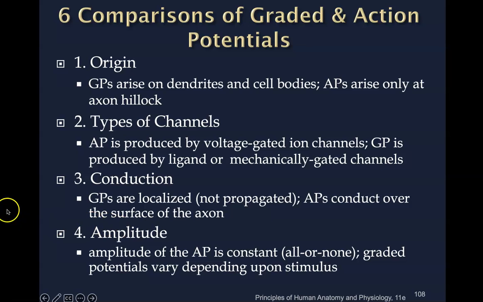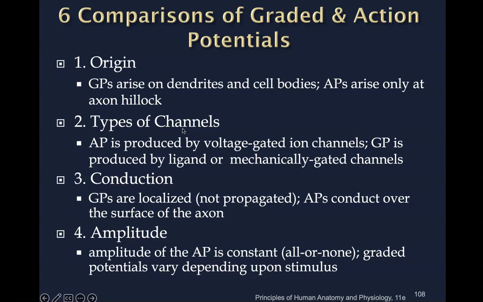So remember that graded potentials are going to arise on dendrites and cell bodies. And action potentials are going to arise only at the axon hillock. Okay, so that's one of our major differences. Two, the types of channels.